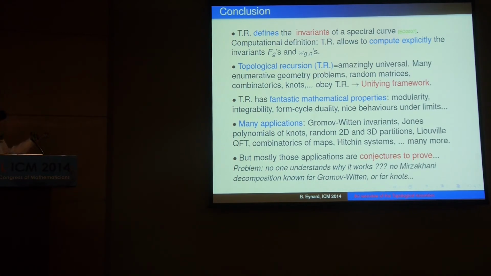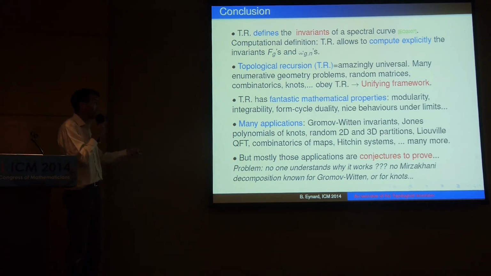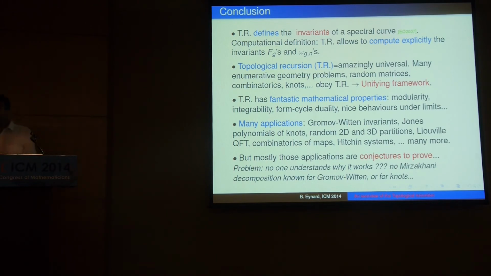Another reason why you can be interested in the topological recursion and in those invariants is that they have fantastic mathematical properties. Like just finding modularity is very interesting by itself. Integrability also is a very beautiful property. And as I said, there are many applications. So for instance, Gromov-Witten invariants are a specialization of these, as are the volumes of moduli spaces, but you find it also in Hitchin systems, in the asymptotic expansion of Hitchin systems, and many other things. But proving that those problems satisfy the topological recursion is most of the time a challenge.